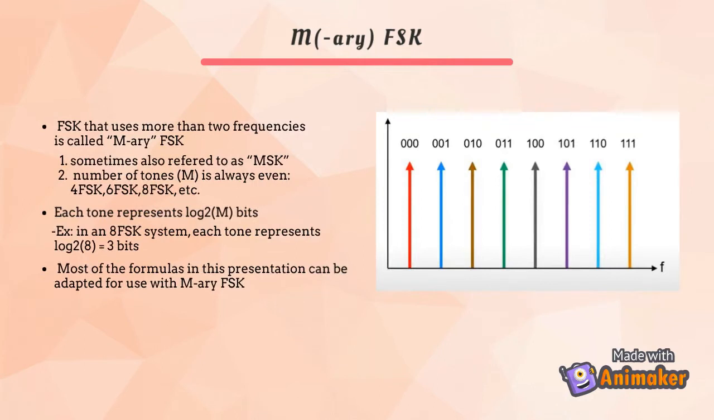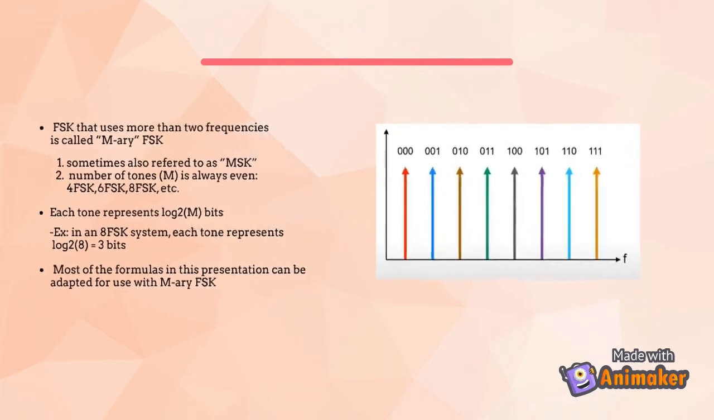FSK that uses more than two frequencies is called M-ary FSK. It is sometimes referred to as MFSK. The number of tones, or the order, is always even. So we have 4FSK, 6FSK, 8FSK, and so on. Each of these tones or frequencies then represents log2 M bits. For example, in an 8FSK system, each tone represents log2 8, which is equal to 3 bits. Most of the BFSK formulas in this presentation can be easily adapted to apply to the more generic case of M-ary FSK.